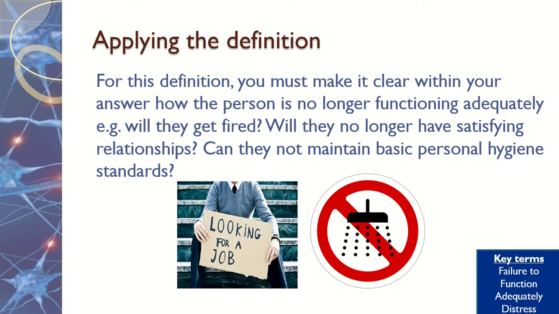If we're thinking about, say, Maslow's hierarchy of needs, those basic needs such as feeding yourself, clothing yourself, making sure that you're clean. You need to really make sure this is clear when you're answering an AO3 question. So make sure it's clear how the person isn't functioning adequately. So what is happening that shows that they are in distress.